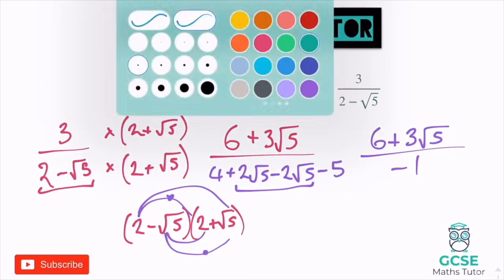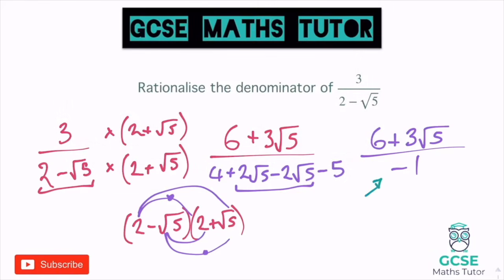Now this is quite an interesting first one to look at because we have -1 on the bottom. And if we divide by -1, it's almost the same as dividing by 1, but it's going to flip the signs of the numbers on the top. So actually I can simplify this further. 6 divided by -1 is -6, and that positive 3 root 5 turns into -3 root 5. That's quite an interesting one there to start off with. When you do get -1 on the bottom, we can actually get rid of that denominator completely.